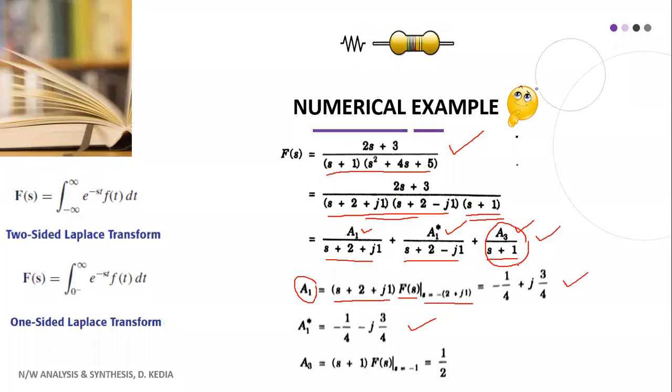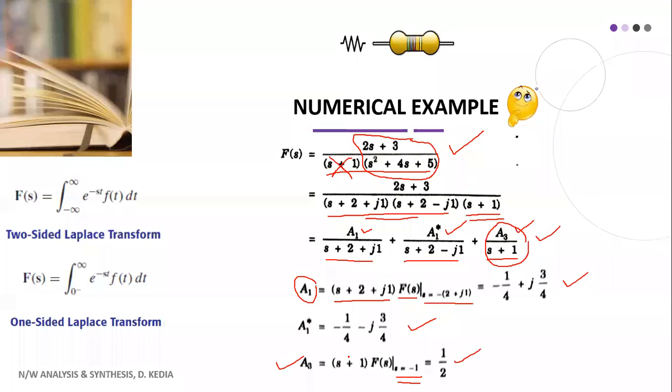A3 is a real and distinct root. So what we will do, we will multiply F(s) with s plus 1. So if you do that, s plus 1 will be suppressed. In the remaining part, we will have to substitute the value of s equal to minus 1. See in the last term at the bottom of this slide, this is the same thing written, s plus 1 multiplied with F(s). You have to substitute s equal to minus 1. So if you substitute the value of s as minus 1, you get a3 as 1 by 2 directly.